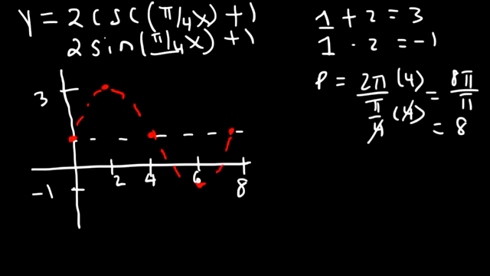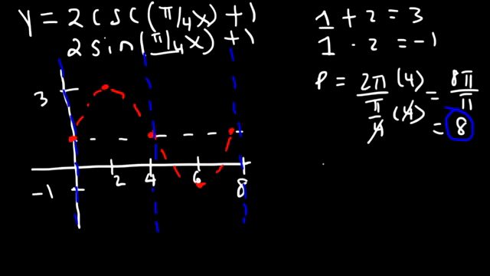Now let's plot the vertical asymptote. Everywhere the sine function touches the midline, that's where we need to draw the vertical asymptote. Notice that the vertical asymptotes occur at 0, 4, and 8. So it's going to occur every 4 units, which is half of the period.